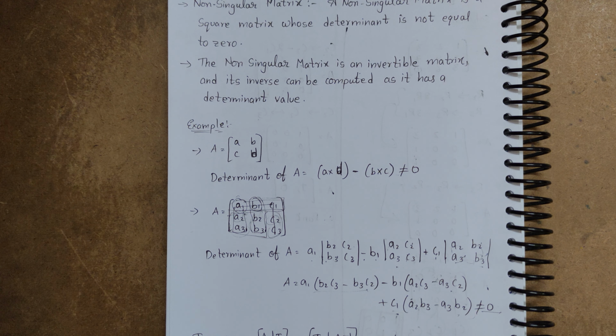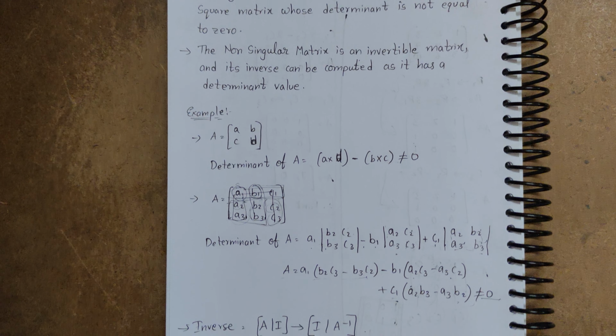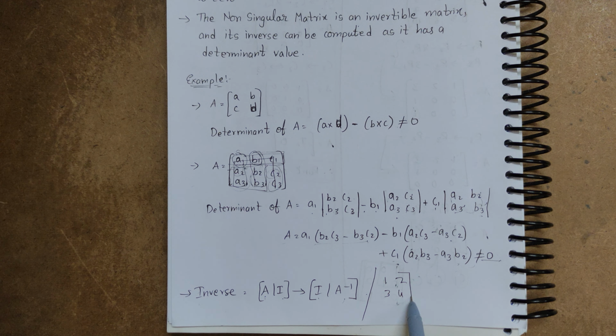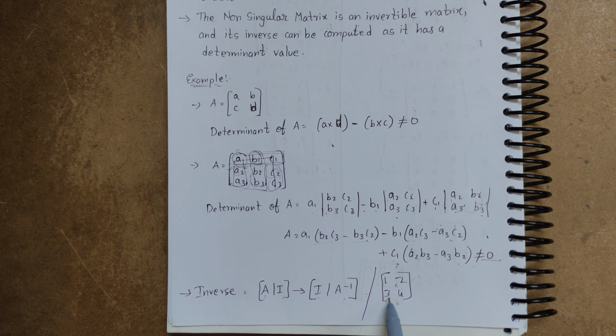But how to find the inverse? So here it comes. We need to find the inverse like this: A augmented with identity, and this will be converted to identity augmented with the inverse of the matrix. Don't get confused by looking at this; I will show you. So A is a matrix which they will give, for example 1, 2, 3, 4. Let's say they give this as the A matrix.